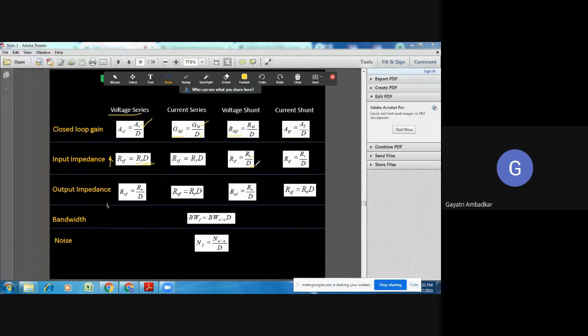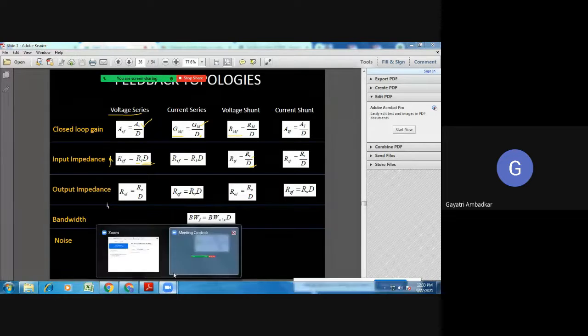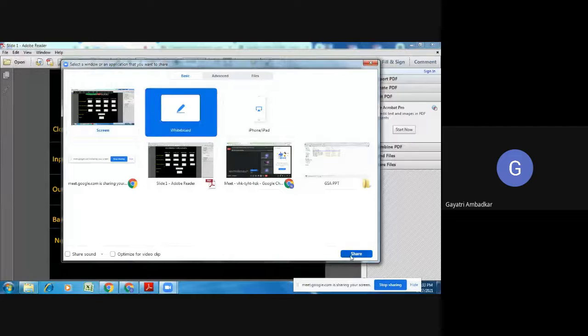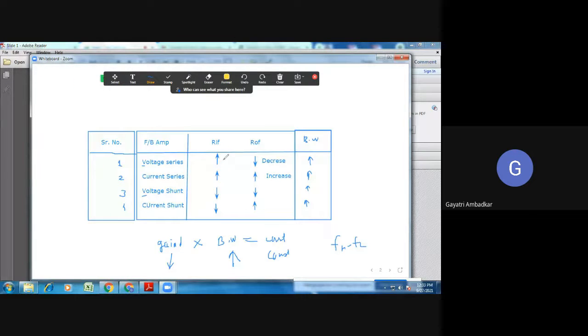Wherever we have written on our whiteboard that something increases, here input resistance Ri will get multiplied by D. Wherever it increases, it will get multiplied by D, and wherever it decreases, it will get divided by a factor of D. Also, wherever we say output resistance is increasing, it will get multiplied by D, and wherever we say output resistance is decreasing, it will get divided by D.